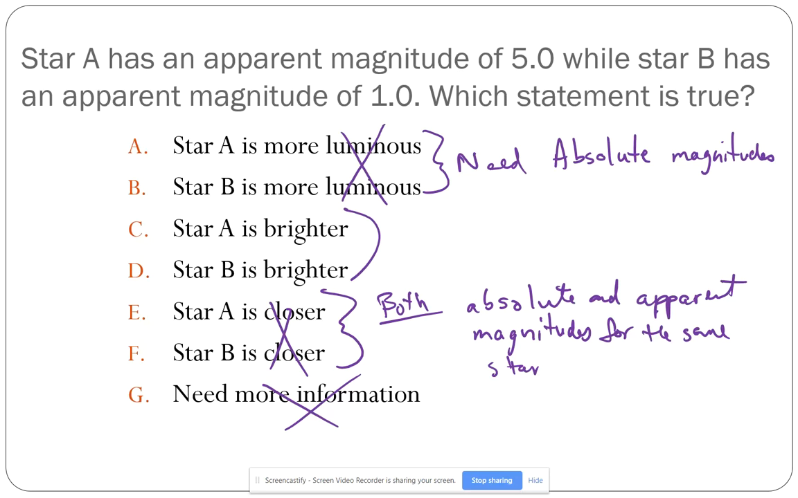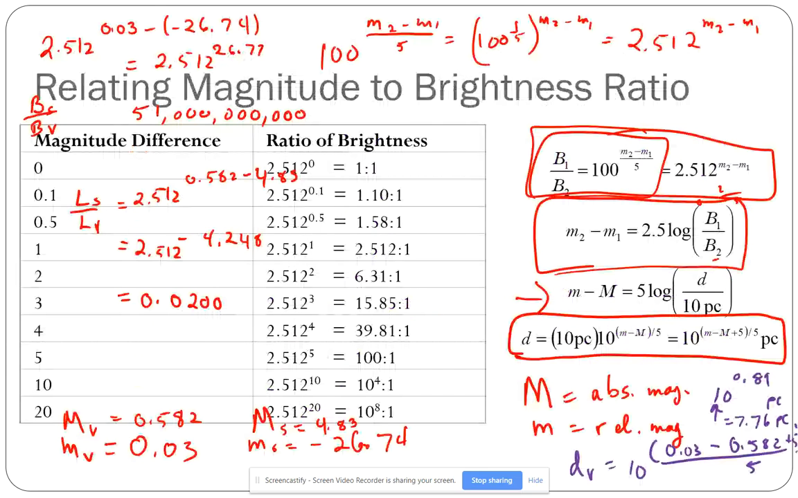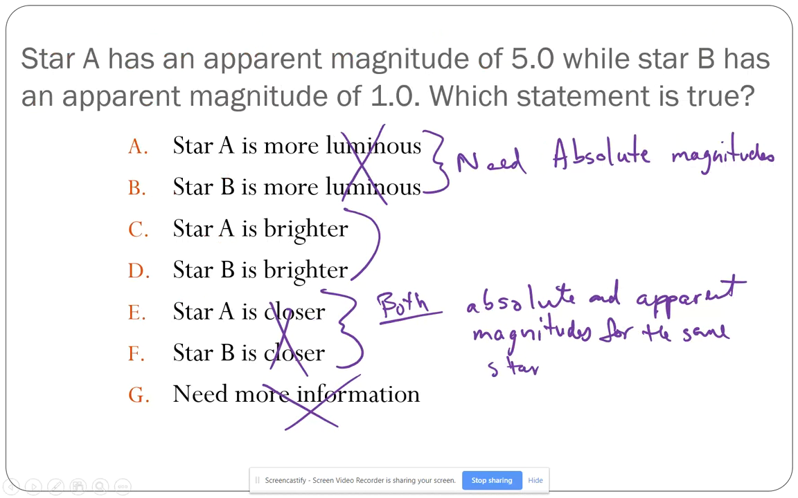It's the difference between the apparent magnitudes. This has a difference of 4. The difference of 4, I think, was 39.1 times brighter. Just come back here and we can look. Oh, 39.81 times brighter. So for that example, we had star B was 39.81 times brighter than star A. All of those pieces make sense?